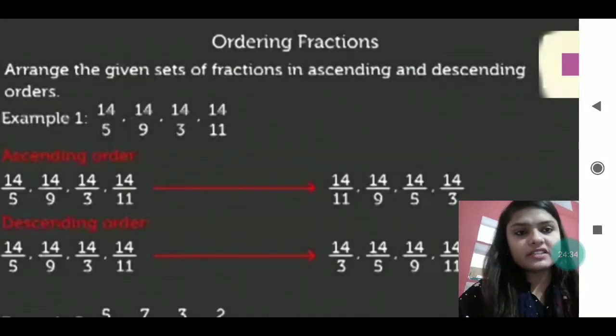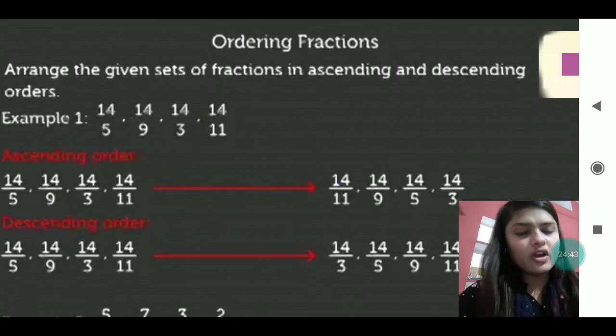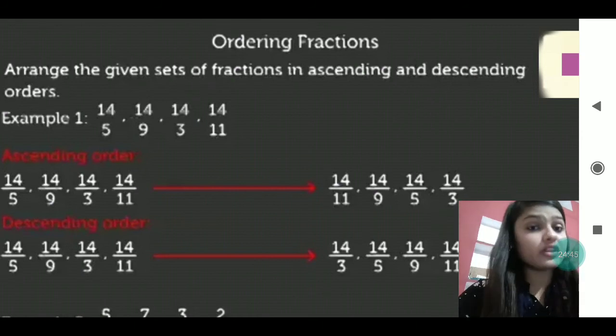What is written: Arrange the given set of fractions in ascending and descending order. Again, 14 by 5, 14 by 9, means the same type of question. Okay, the numerators are the same. The denominators are different. So you already know what you have to do.